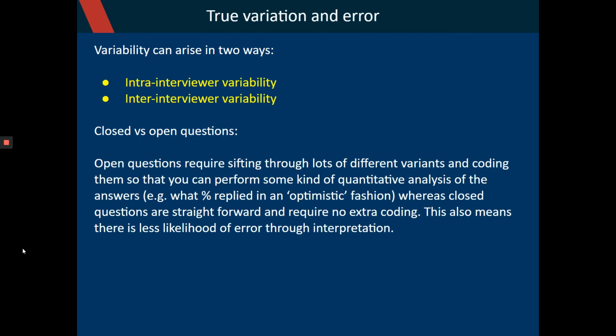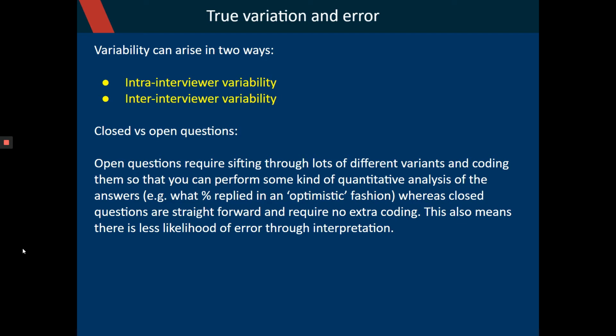Let's look at this with regard to closed and open questions. Open questions require sifting through lots of different variants and coding them so that you can perform some kind of quantitative analysis of the answers. For example, what percent replied in an optimistic fashion? Whereas closed questions are straightforward and require no extra coding. This also means there is less likelihood of error through interpretation.